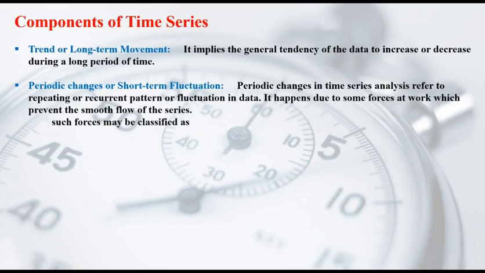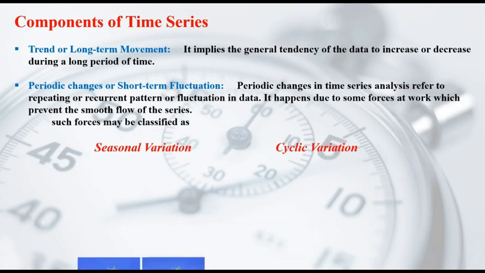There are various components. The first one, trend or long-term movement. It implies the general tendency of the data to increase or decrease during a long period of time. Periodic changes or the short-term fluctuation. Periodic changes in time series analysis refer to repeating or recurrent patterns or fluctuations in data. It happens due to some forces at work which prevent the smooth flow of the series. Such forces may be classified as seasonal variation and cyclic variation.